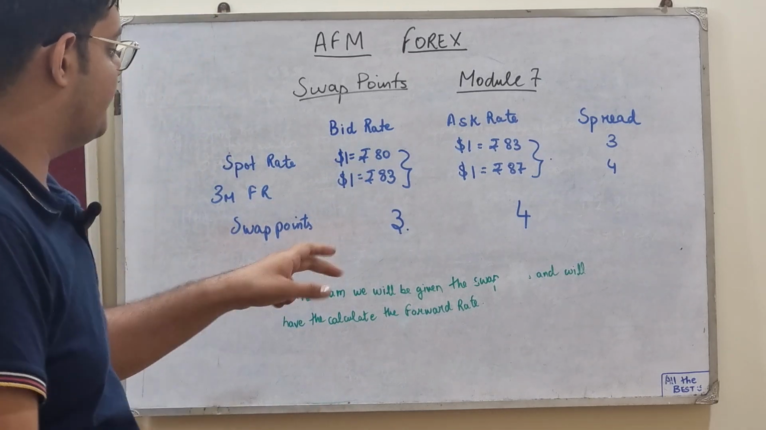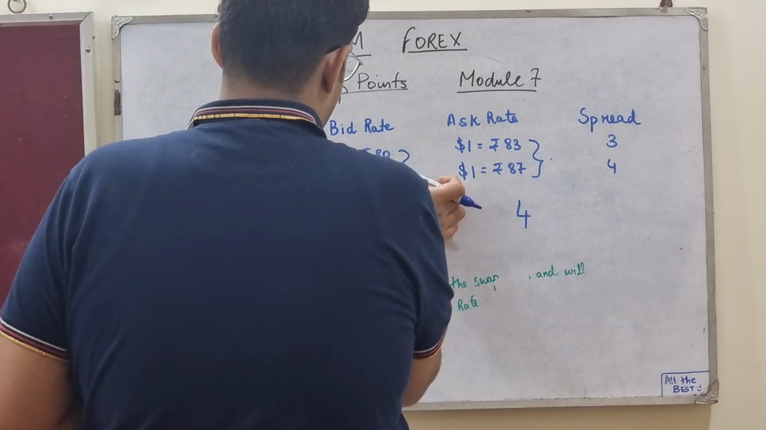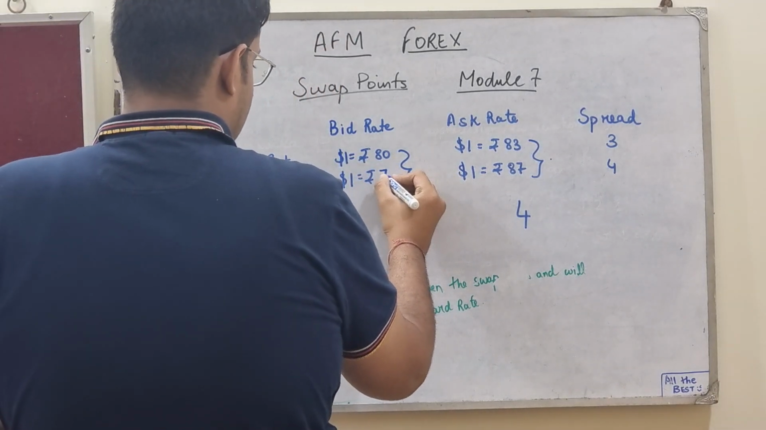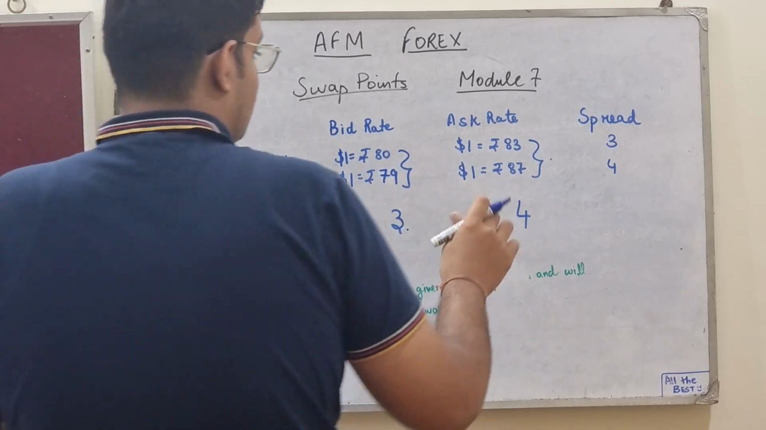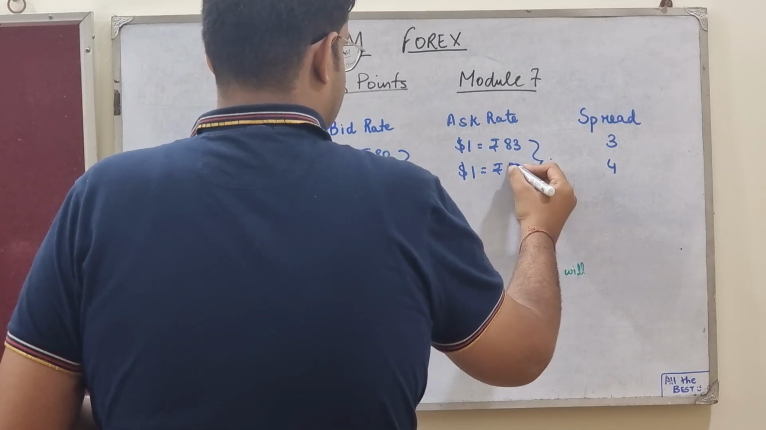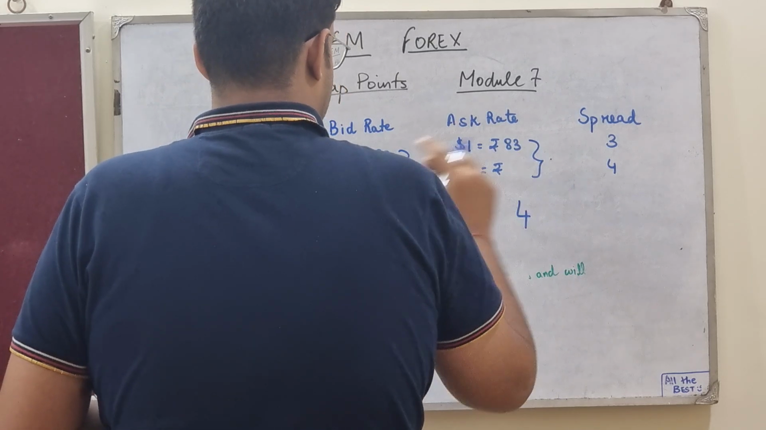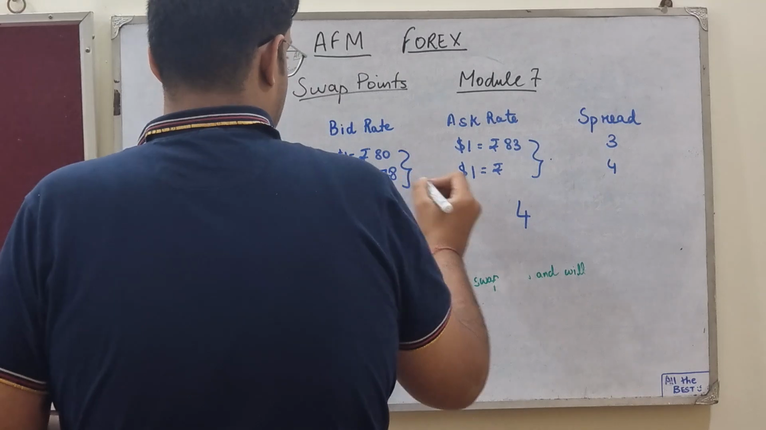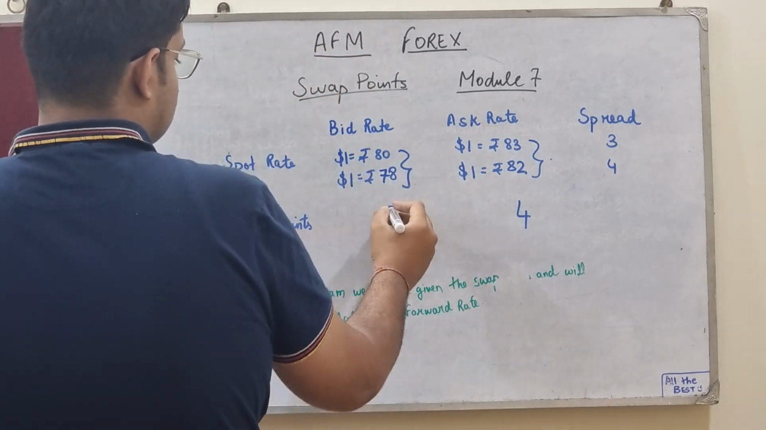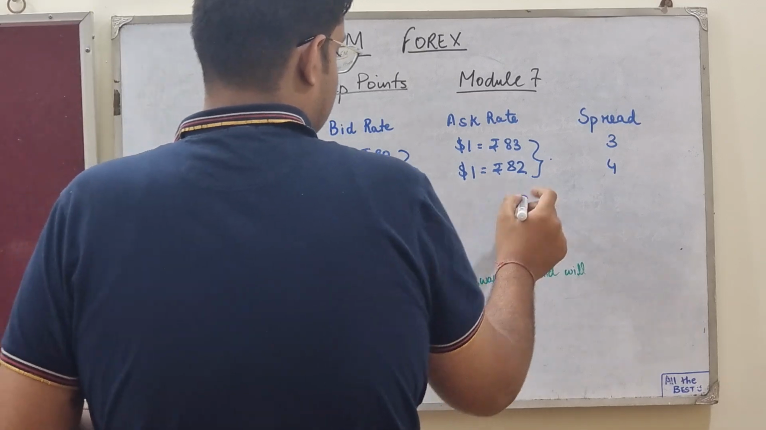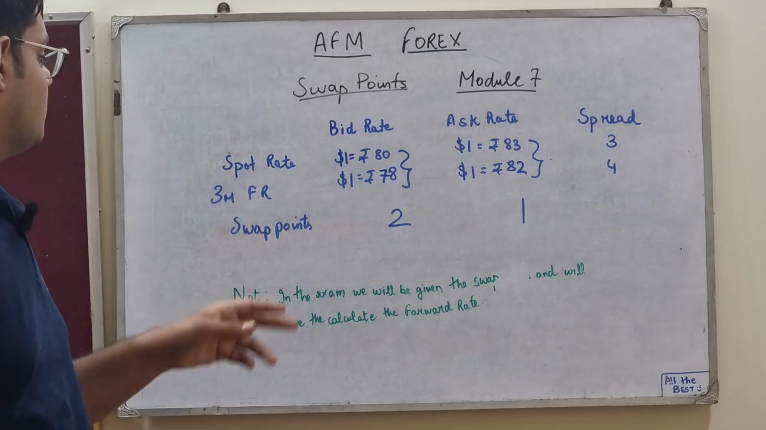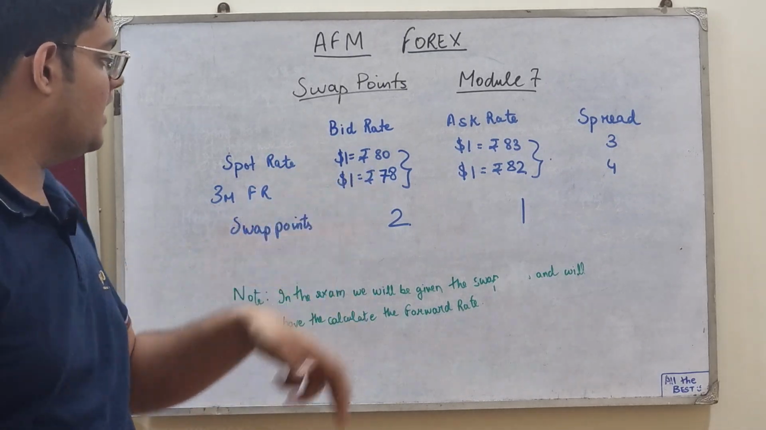Now the forward rate is in absolute numbers. So for example, if the 3-month forward rate would be $1 is 79 rupees and this is $1 is 82 rupees, that would be 1 and 2. You wouldn't get a negative swap point value. So it's just the absolute difference between the bid and ask.